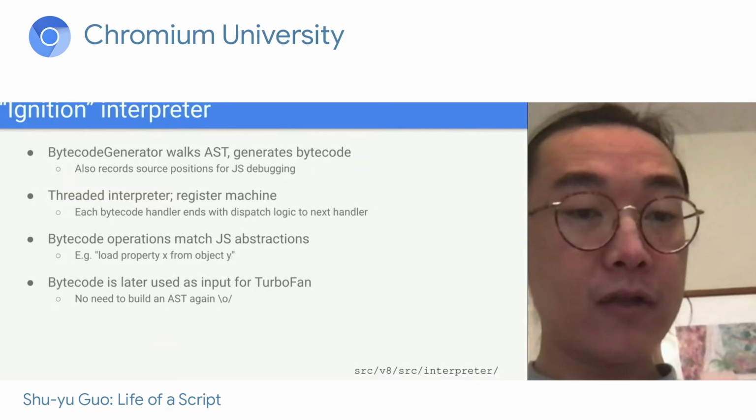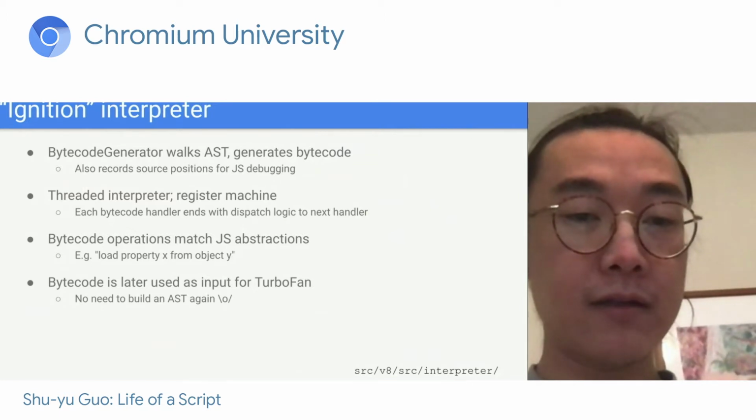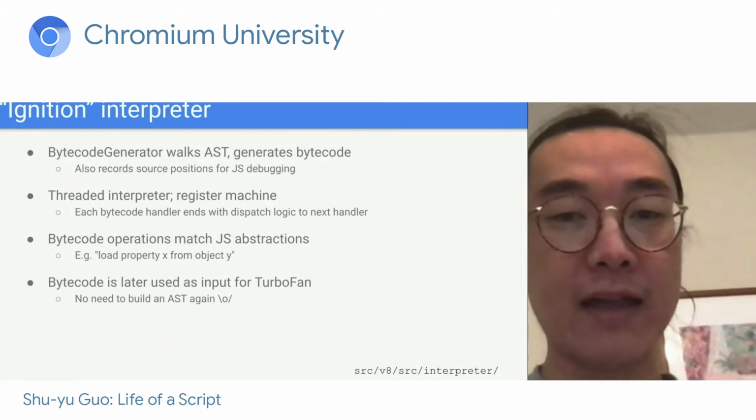The bytecodes themselves are fairly high level. They're at the same abstraction level as JS. They do things like load a property. They're not machine level bytecodes like add two machine integers.